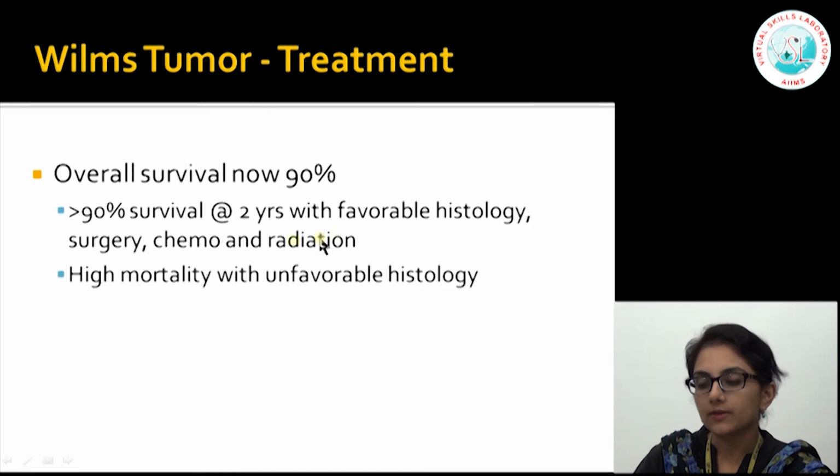We now know that the overall survival is more than 90%. This is usually in tumors which have favorable histology, that is, they show absence of diffuse anaplasia, and after successful surgery, chemo, and radiation therapy. Those patients which have diffuse anaplasia, which is an unfavorable histological feature, tend to have relatively high mortality.